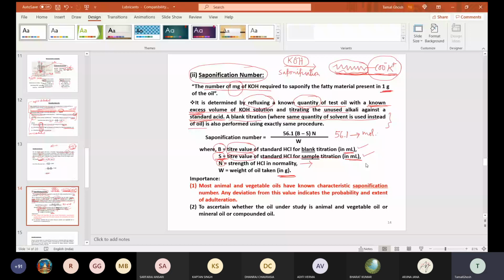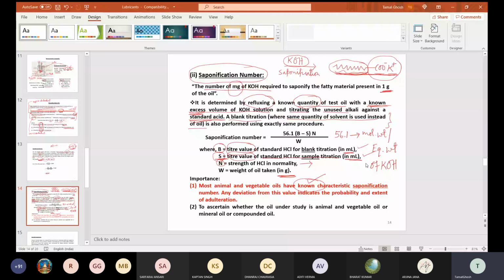Molecular weight or equivalent weight of KOH. So this is the formula. Now, importance: why are we doing all this work? Animal and vegetable oils have known saponification numbers. That means the saponification numbers of these oils are already present in some book or some standard website.